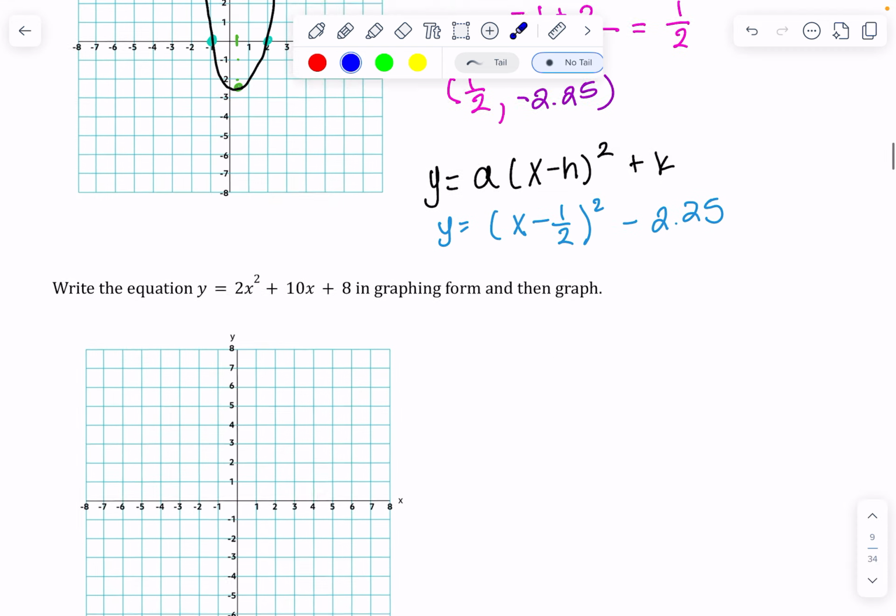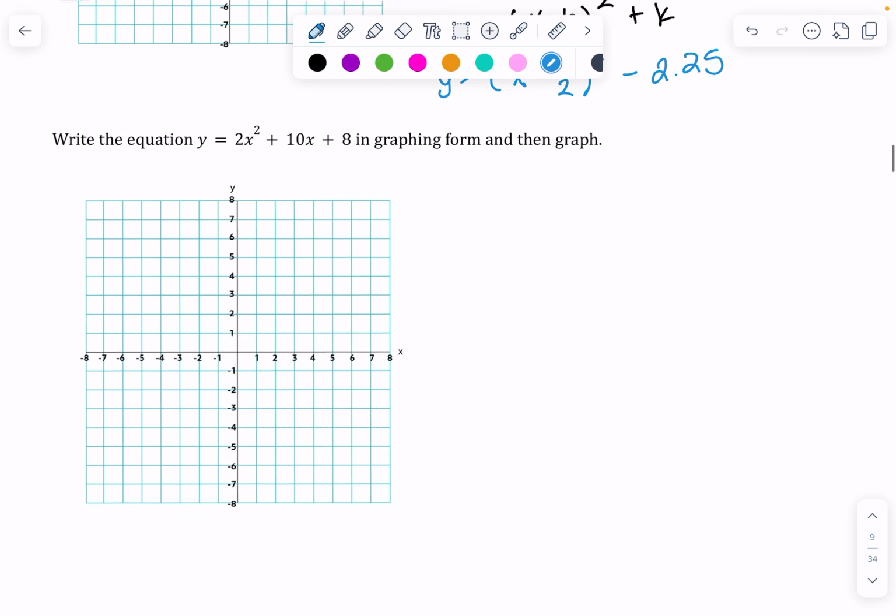Okay, last question here. Okay, we're going to start the exact same way. We need to identify our stretch. And our stretch is, again, that number before our x squared.